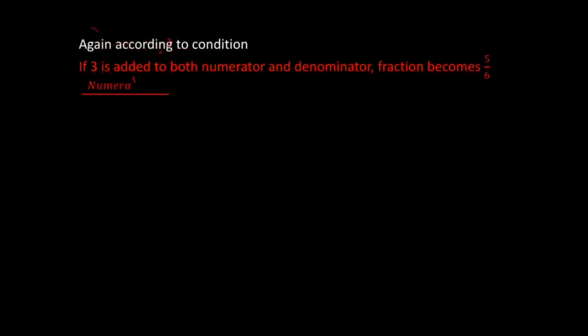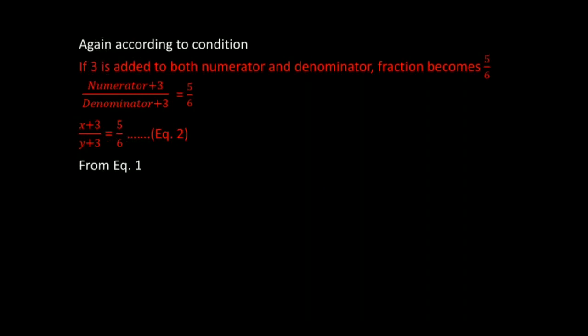Again, according to the condition, if 3 is added to both numerator and denominator, the fraction becomes 5 upon 6. It means numerator plus 3 upon denominator plus 3 equals 5 upon 6. Numerator is x and denominator is y. So x plus 3 upon y plus 3 equals 5 upon 6. That is equation number 2.